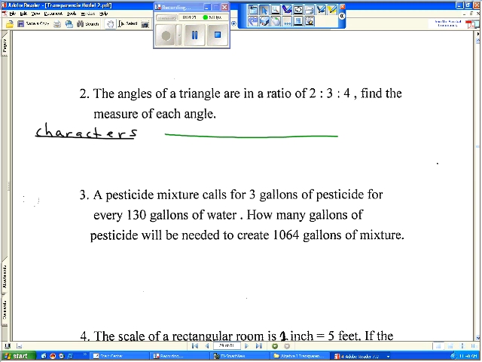Those have to be in your brain, right? All right. And so which one of those did we find that we're going to put on our word sentence line? Angles of a triangle.